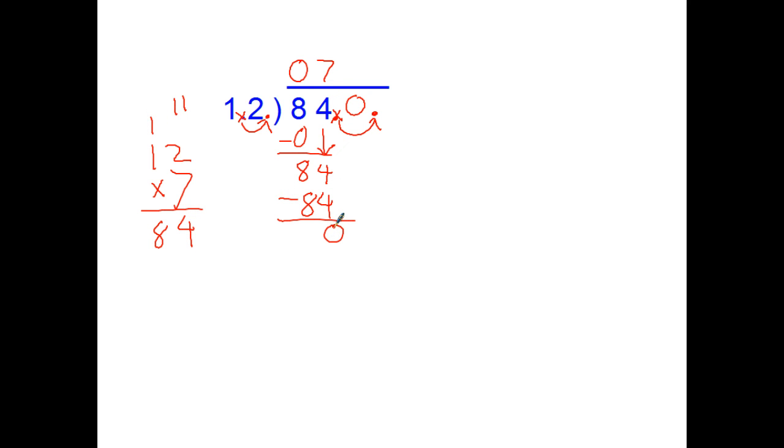Came out, there's nothing left. Remember, I've still got to bring that 0 down and use him. How many 12s in 0? None. Multiply, there's nothing left. My answer is 70. 84 divided by 1.2 equals 70. In my head, that kind of makes sense because 70 times 1 is 70, and I got a little more than 1 here when I started.